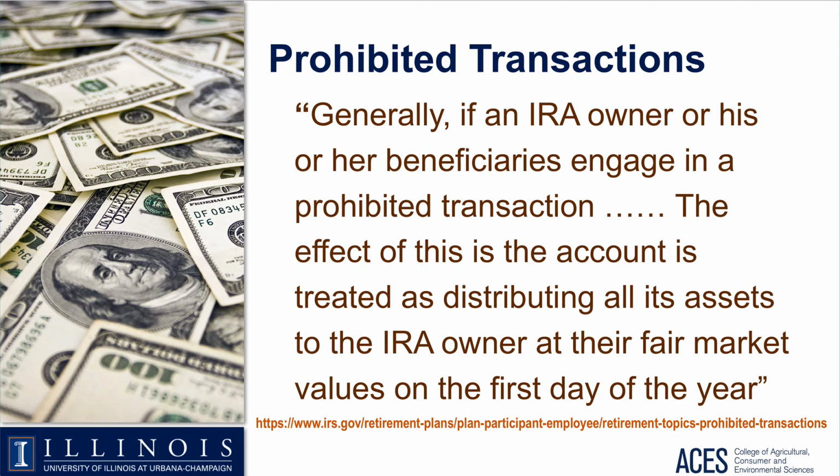So what is the big stick? Right? What's the worry? Why would a consumer care? Why would a financial advisor care? Well, the giant stick is that if you engage in a prohibited transaction, which the Department of Labor just pretty broadly outlined here, as these are now prohibited transactions with these prohibited models, here's the problem. Taken from the IRS, generally if an IRA owner or his or her beneficiaries engage in prohibited transactions, the effect is the account being treated as distributing all its assets to the owner at fair market values the first day of the year.